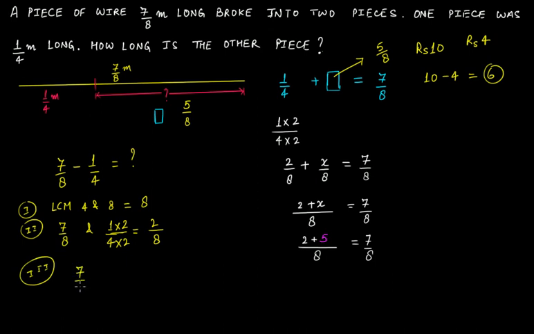Now the third step will be 7 over 8 minus 2 over 8, and clearly these two are now like fractions. Therefore the denominator will be 8, and 7 minus 2 will give you 5 over 8. We can see that these two answers are the same whether you go through this process or this process.